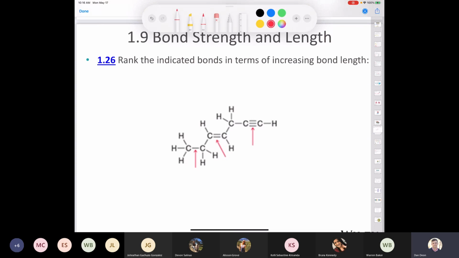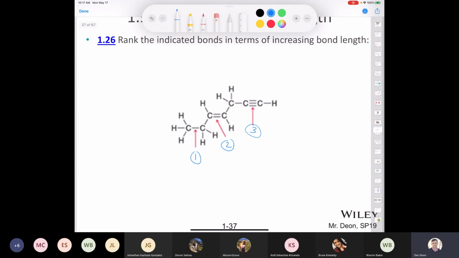It says indicate these bonds or rank them in terms of their bond length. So if I call this first one bond number 1, I'll call this 2, and I'll call this number 3. It's kind of funny because it goes from a single to a double to a triple. Well, if we go from shortest to longest, right? Number 3 is going to be the shortest. Number 1 is going to be the longest. Number 2 will be somewhere in the middle, right?